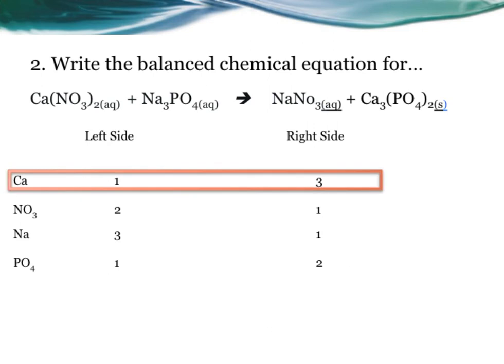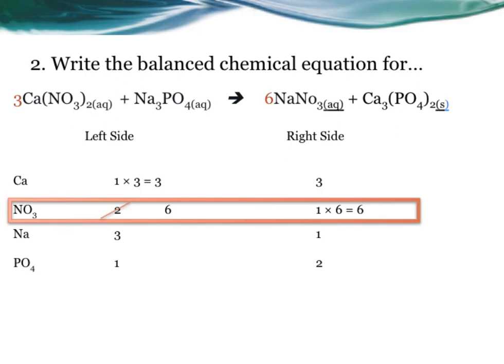We can multiply the calcium by 3 to get to 3. Don't forget to add the 3 into the coefficient of calcium nitrate. Notice that when we place the 3 before calcium, we change the amount of nitrates there is in the left side. We now have 6 nitrates. 3 times 2 equals 6. We balanced the calcium on the left and on the right.